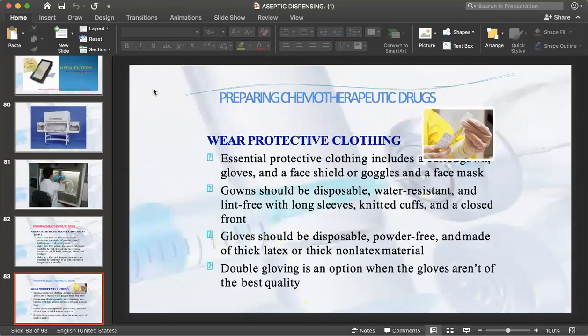Now you have to wear protective clothing. Protective clothing is essential and must be worn by the persons who are going to reconstitute the chemotherapy drugs, because these are the safety measures which have to be adopted. Essential protective clothing includes gowns, gloves, face shields, goggles, and a face mask.